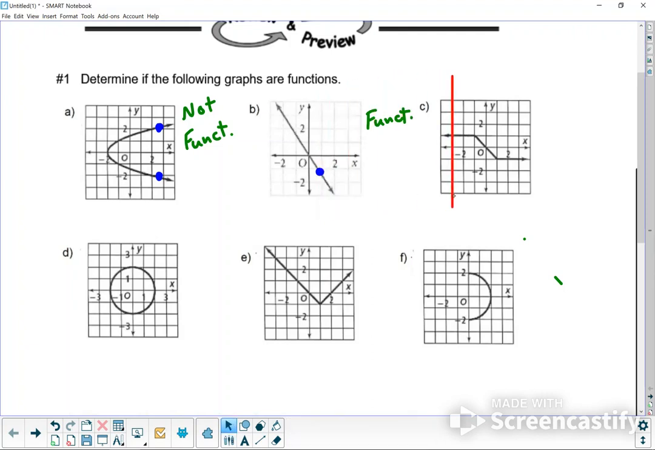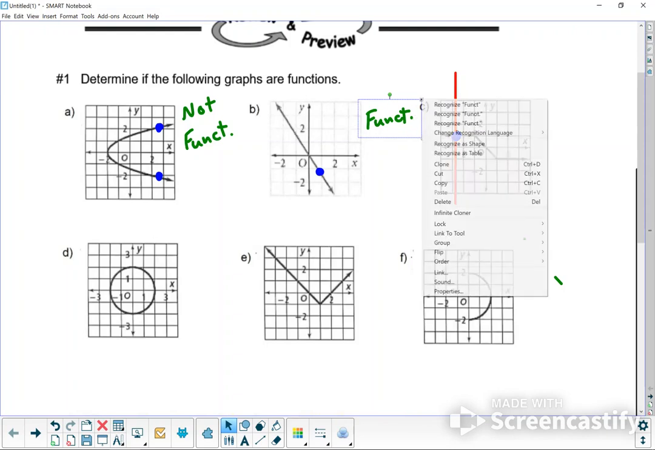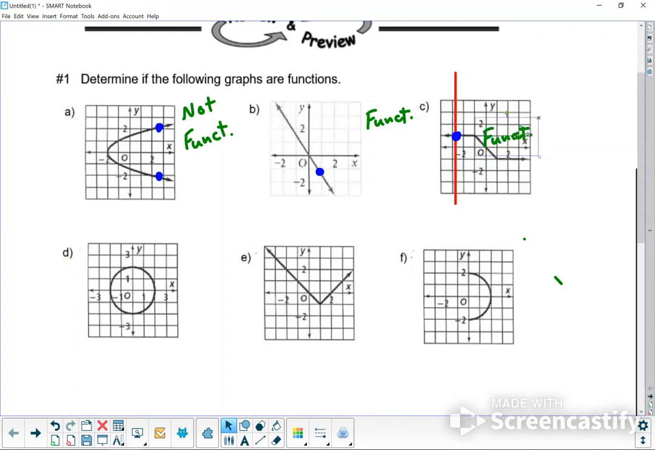Letter C, if you take it across, as you move across this graph, it'll touch it just one time. So for example, right here, it touches it one time. If I move it over here, it touches it one more time. Only once. I move it all the way right here, I'll touch it once right there. So because it only touches it once, this right here is a function. So letter C is a function.